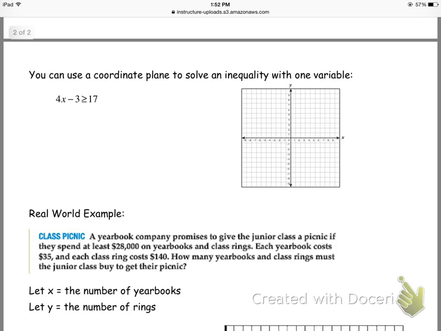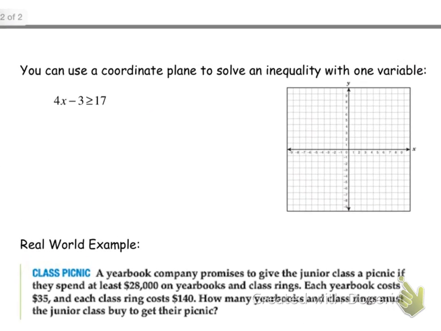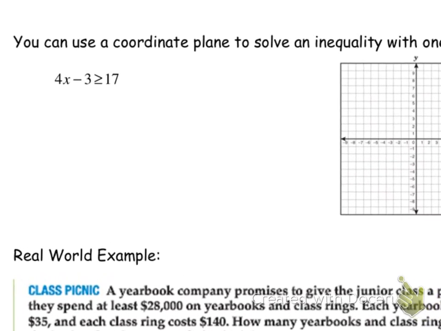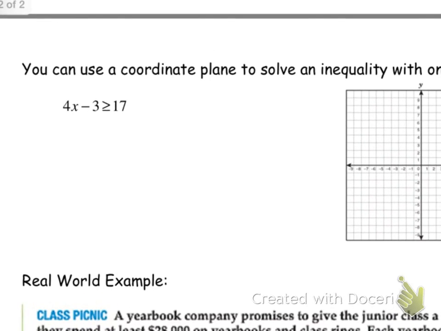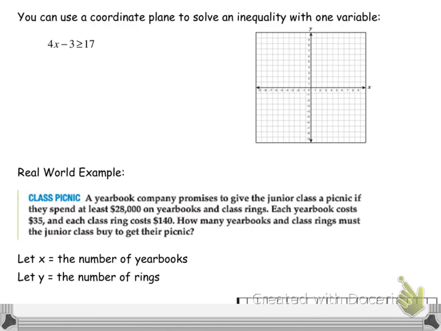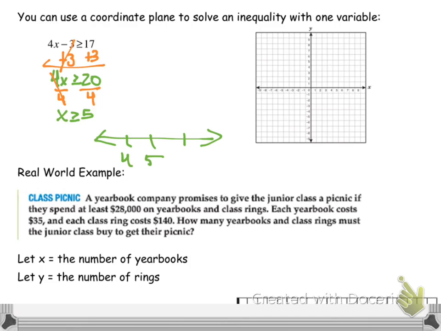Now you can actually even use a coordinate plane just to solve an inequality with one variable. So if we get our variable by itself, like here, you'll notice that there is no y, right? But it still can be an inequality. So if you just solve for x by adding 3 and dividing by 4, we get this inequality that x is greater than or equal to 5. Now normally, when we have that, we would usually think of a number line and think 4, 5, 6, and this was an open circle, or I'm sorry, closed circle, and since it's greater than, you'd shade it to the right.